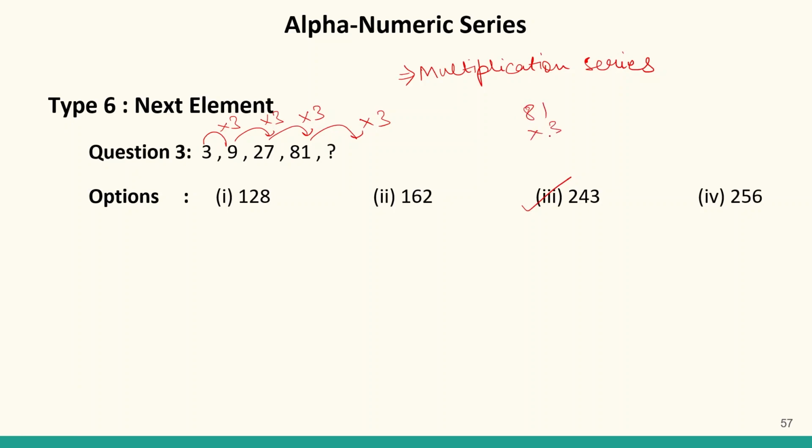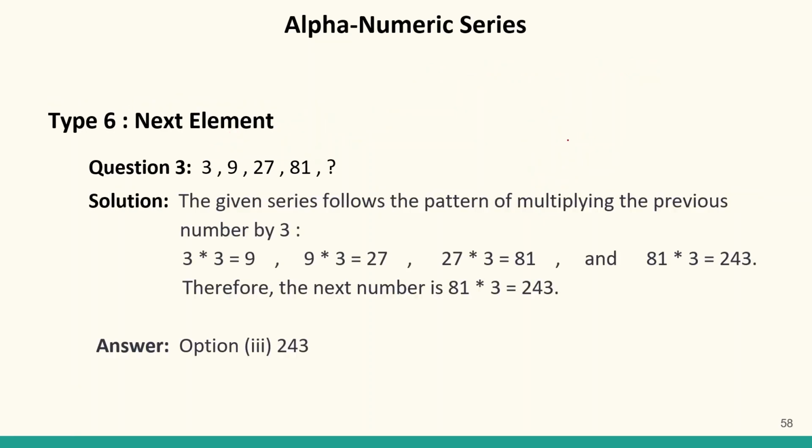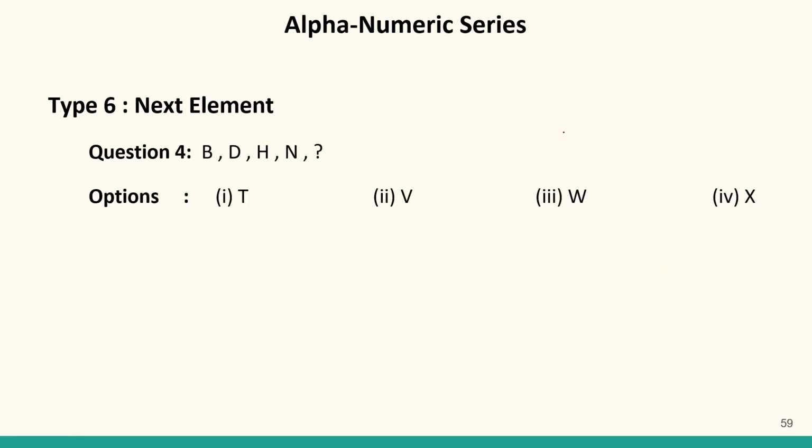Let's do it over here. 3 ones are 3, 243. Okay, this will be the answer.